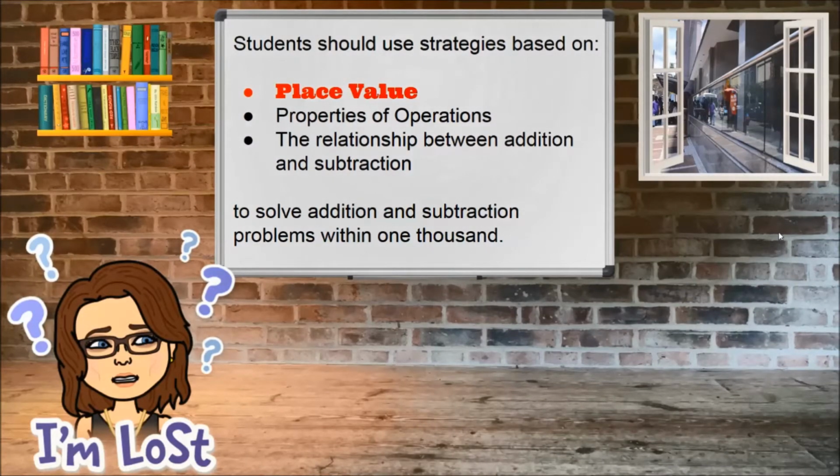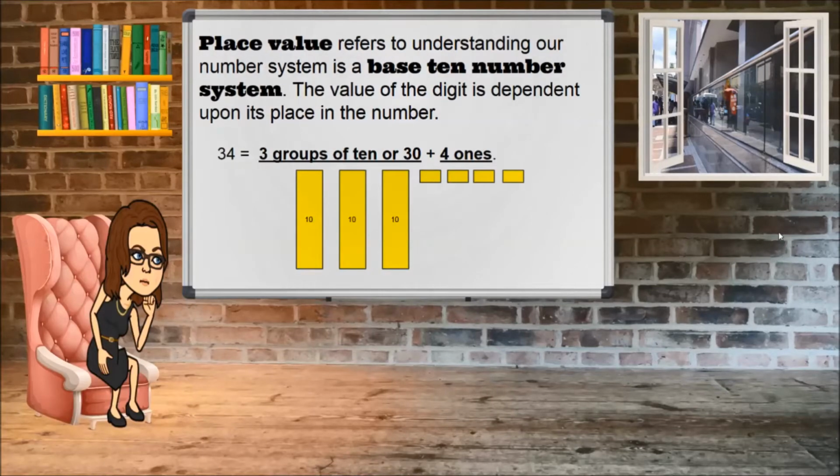students should use strategies based on place value, properties of operations, the relationship between addition and subtraction. What? Well, place value refers to understanding our number system is a base 10 number system. The value of the digit is dependent upon its place in the number. 34 equals 3 groups of 10 or 30 plus 4 ones.